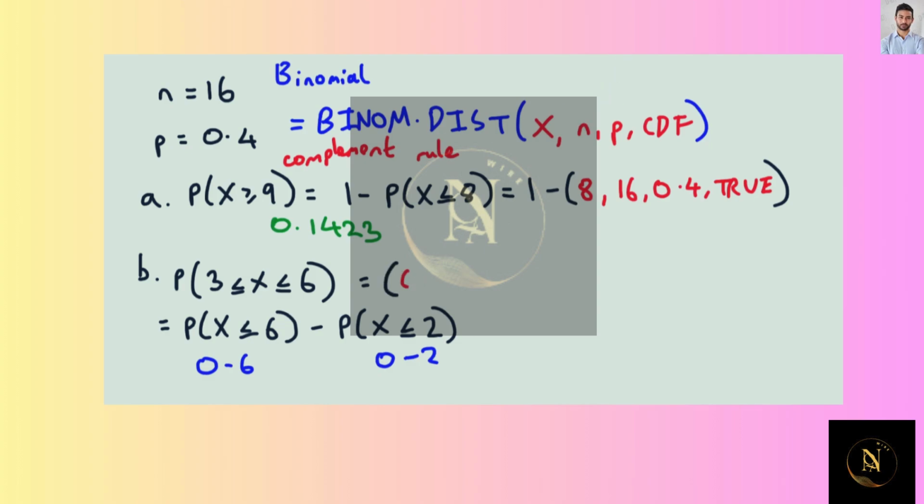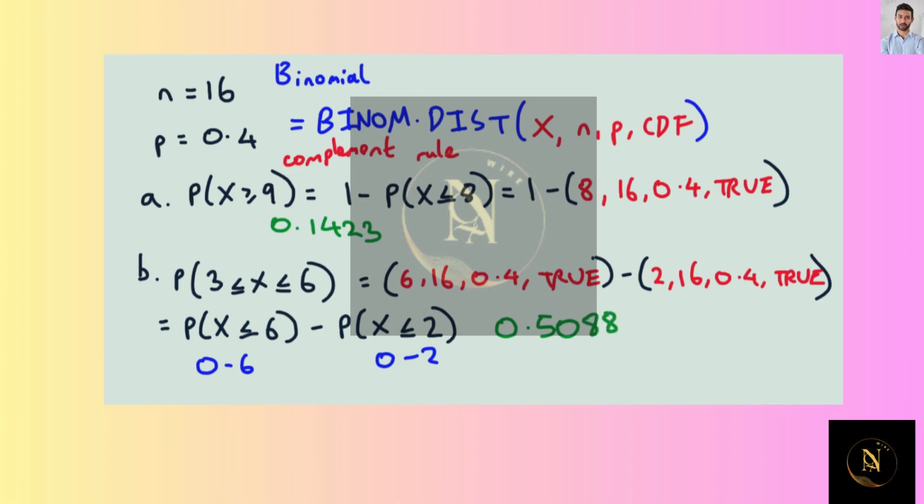So we're going to have 6, 16, 0.4, true, minus 2, 16, 0.4, true. To get 0.5088. So that's the first 2 parts.